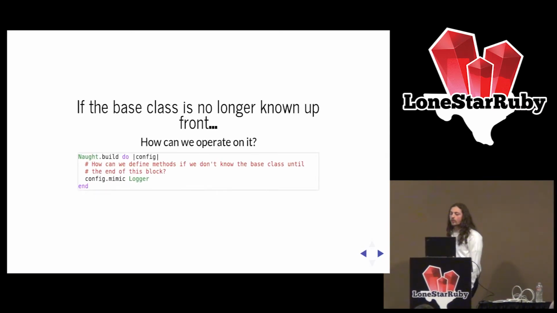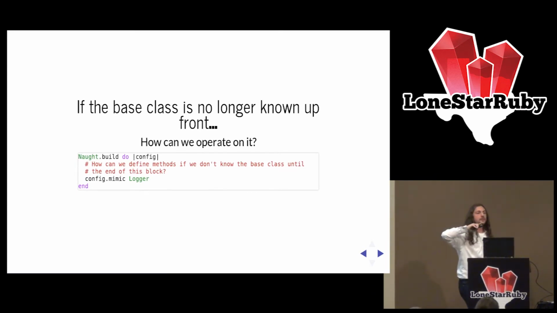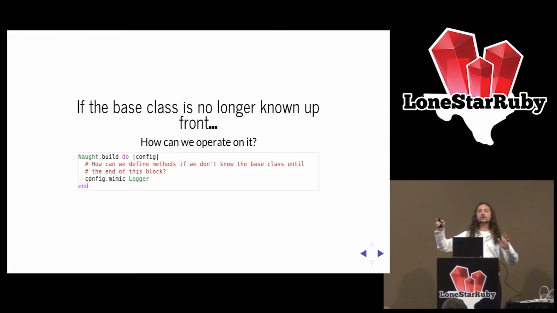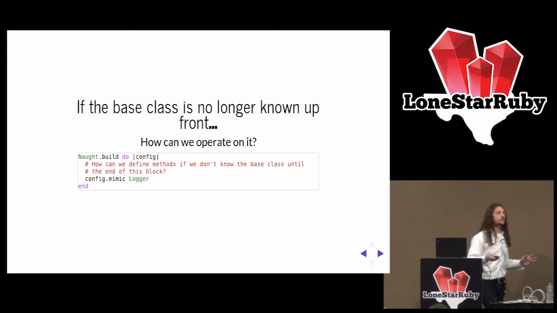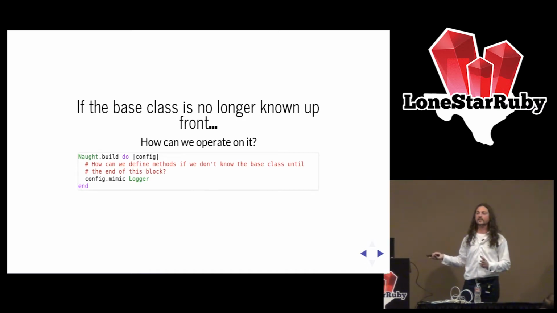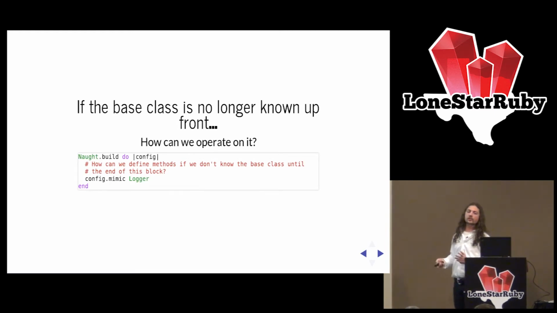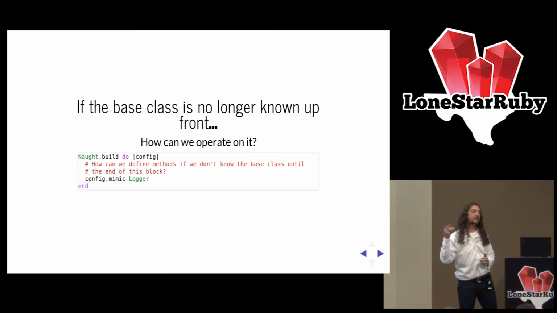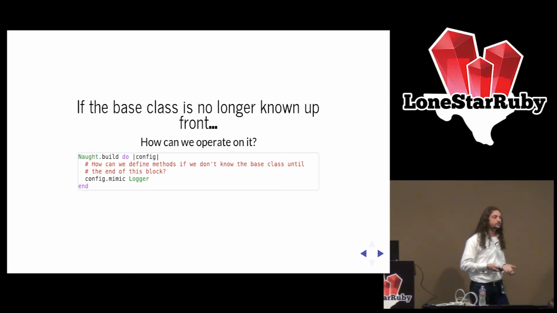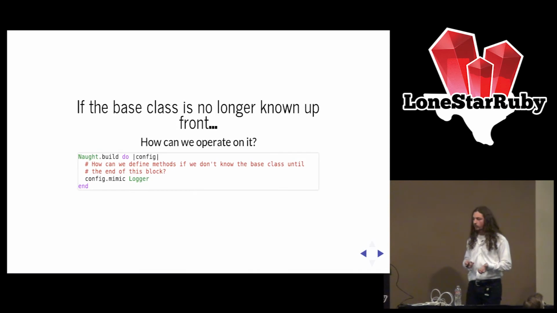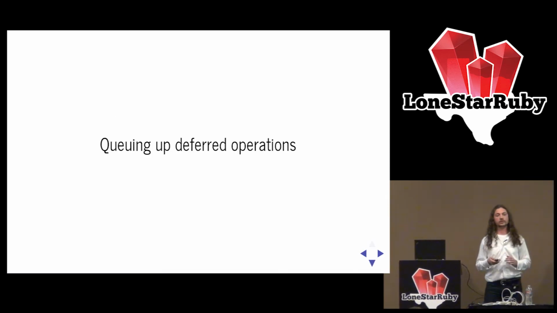Well, this throws a wrench in the works, because so far in that build block, I've been performing these actions on a class that's under construction. Like mimic, it says define these methods on the class that's under construction. Well, how can I do that if I'm not even sure yet what the base class is going to be? I can't have a class under construction if I don't know the base class yet. So I've got a chicken and an egg problem. What do? Well, I realized that I was going to have to start queuing up some deferred operations until later.